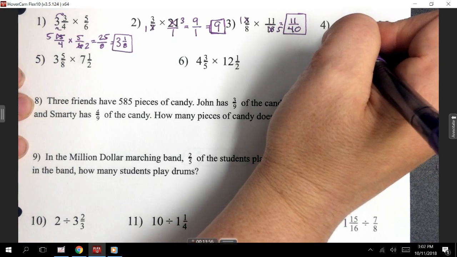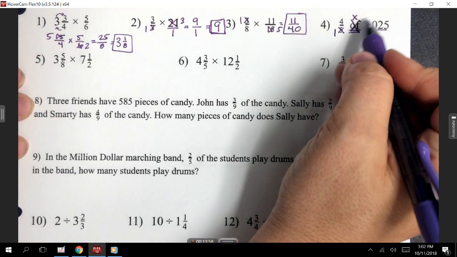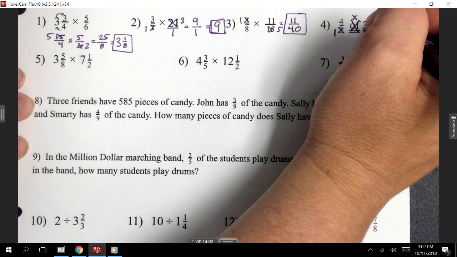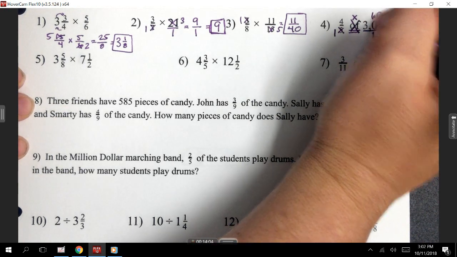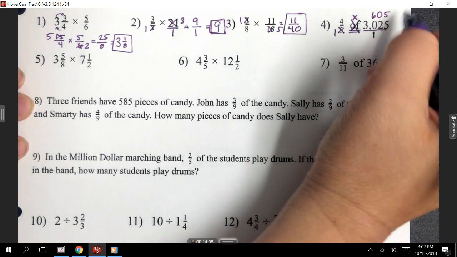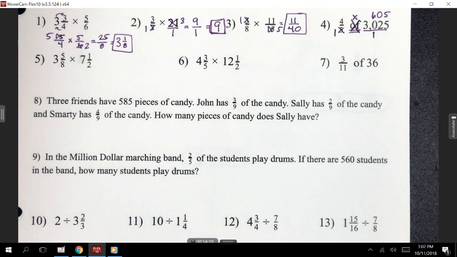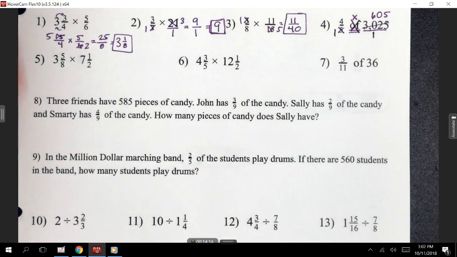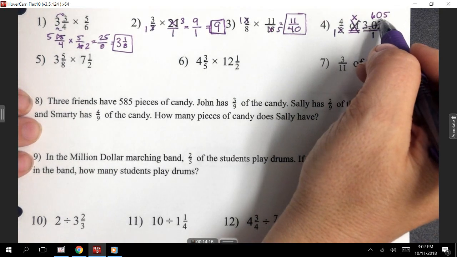5 goes into 5 once. 5 can't go into 3. 5 can go into 30 6 times. 5 can't go into 2. 5 can go into 25 5 times. Again, guys, this would be where you would typically want to write out that long division on a separate sheet of paper. All right, so now it tells me 4 times 605.